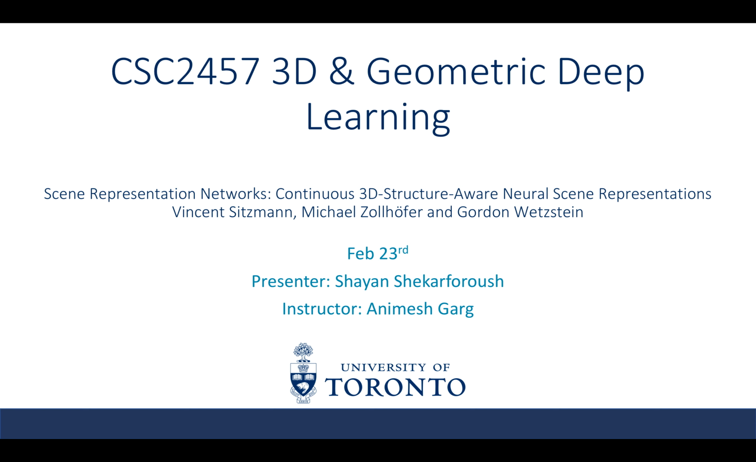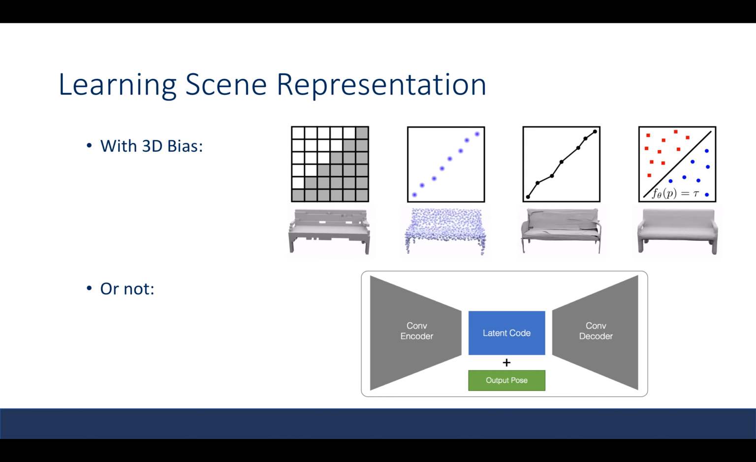Today I want to present a paper called Scene Representation Networks, or Continuous 3D Structure Aware Neural Scene Representations. Learning a scene representation has always been an important problem in computer vision, and a variety of models have been used so far, which includes those with 3D inductive biases like voxels or meshes, or those unaware of that like simple latent variable models.